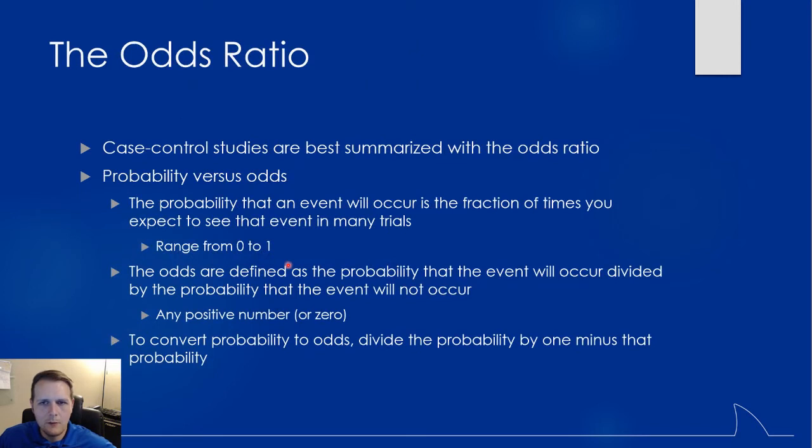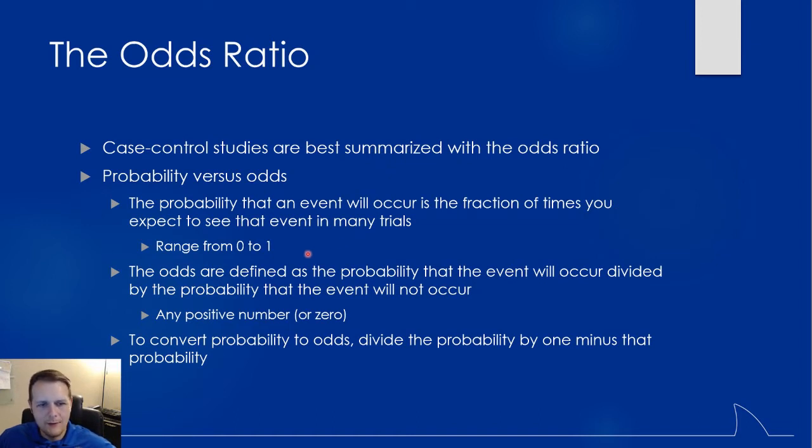Here instead what we're going to be using is what we call the odds ratio. It's kind of looking at the comparison between probability versus odds, and sometimes I still have a problem setting this straight in my head. But basically the probability that an event will occur is the fraction of times you expect to see that event in as many trials, right? So it can range from 0 to 1. So again, if you see something happen 25% of the time, that's the probability that it's going to occur.